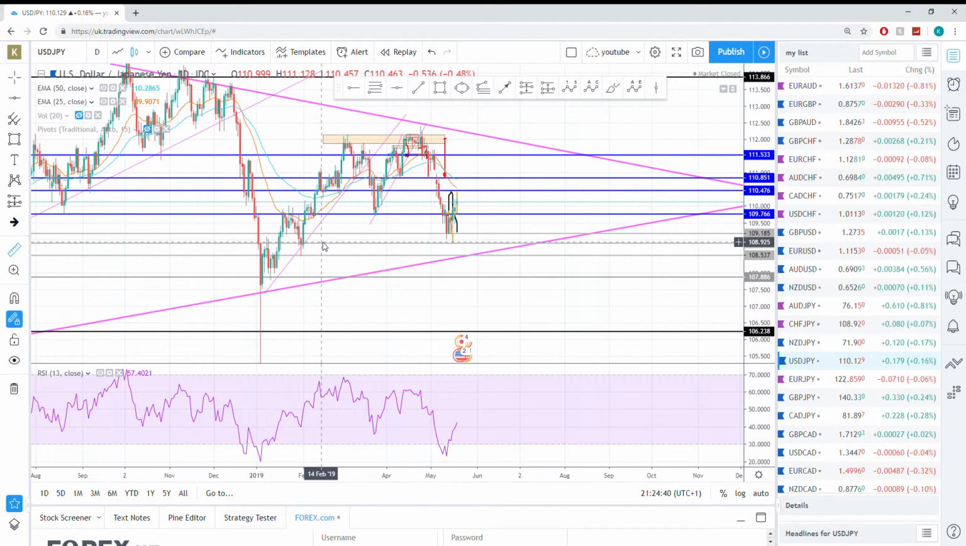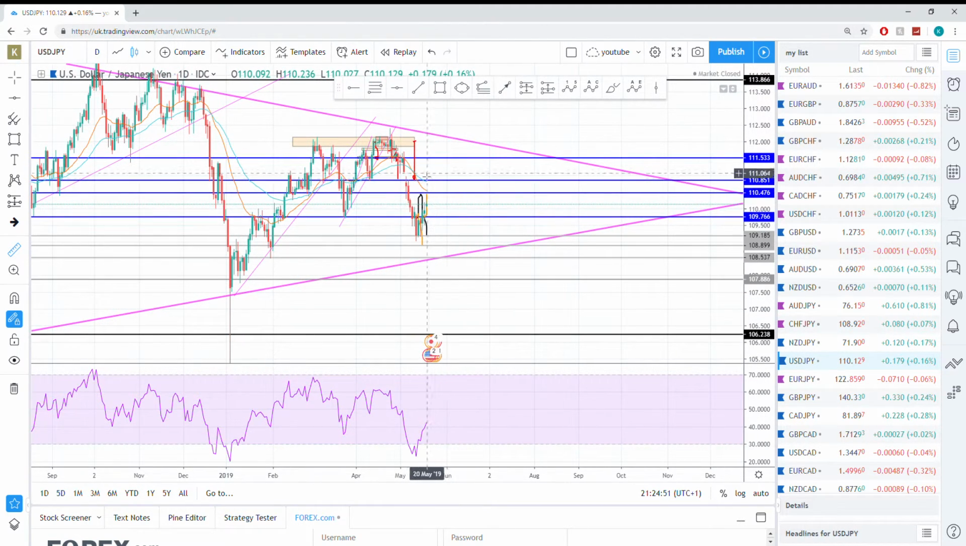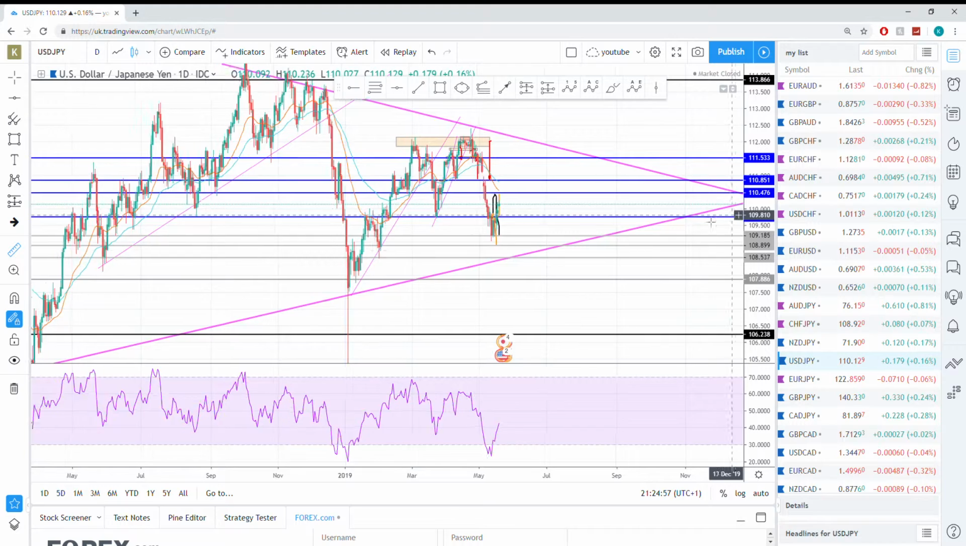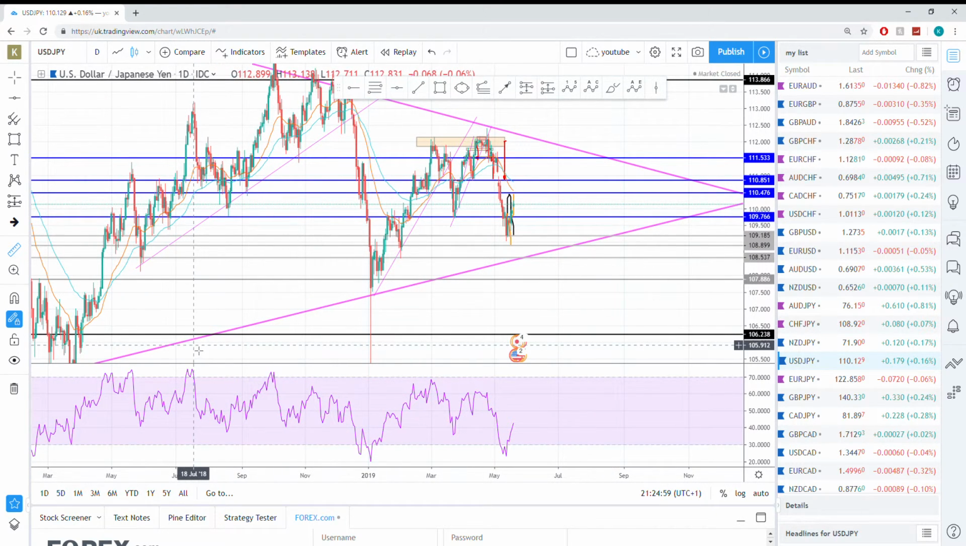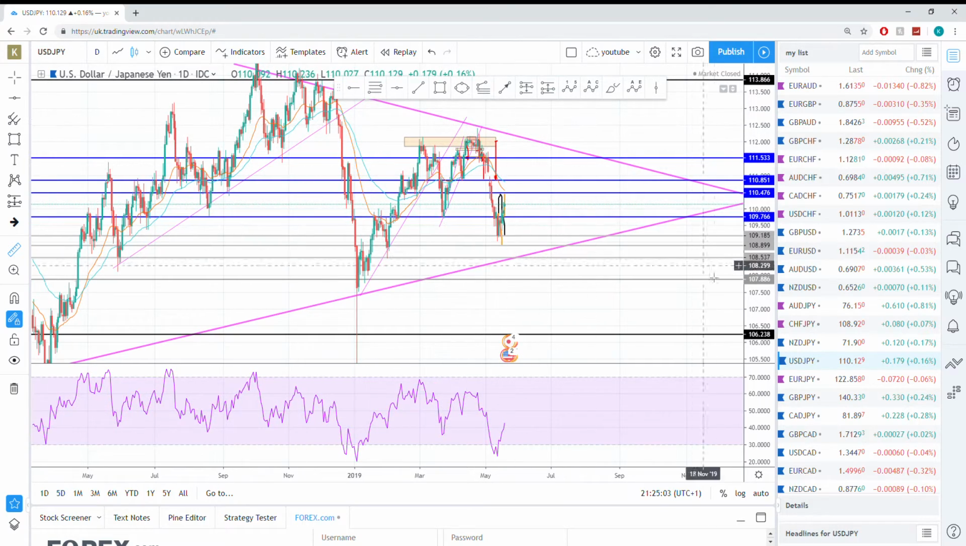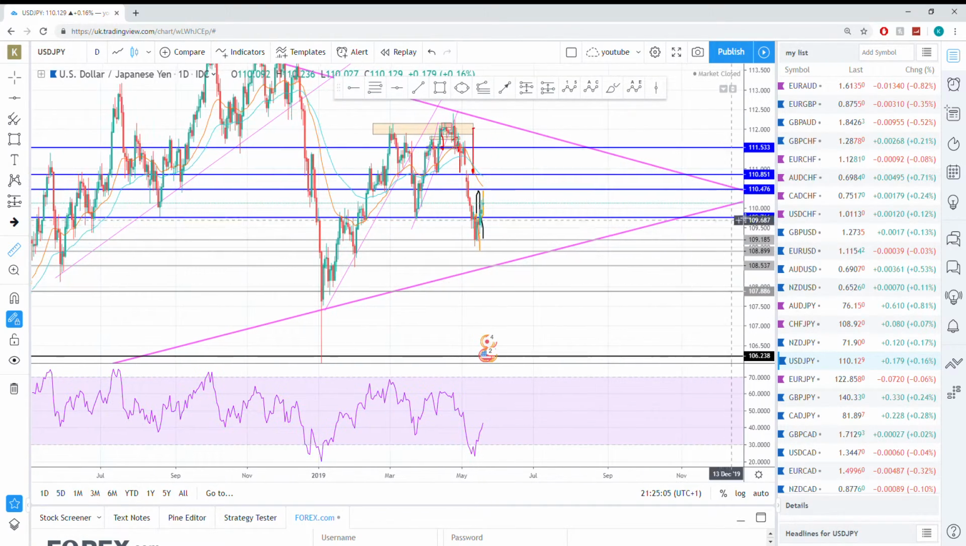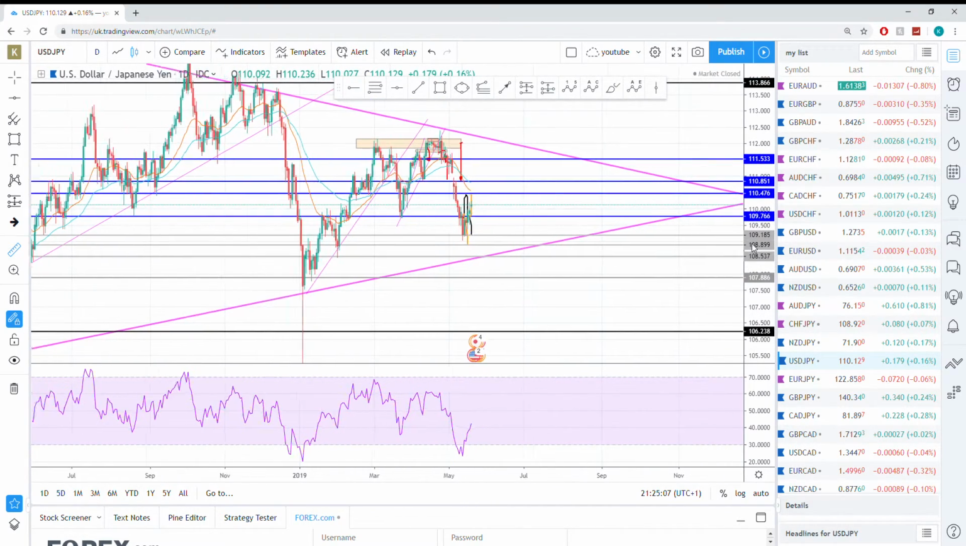We are analyzing US dollar to the Japanese yen. We are currently on the daily time frame, and what we are looking at here is the overall trends that we have made. So we can see the purple trend, the upper trend line, and the downwards trend line. We can see that we are currently in this wedge pattern.